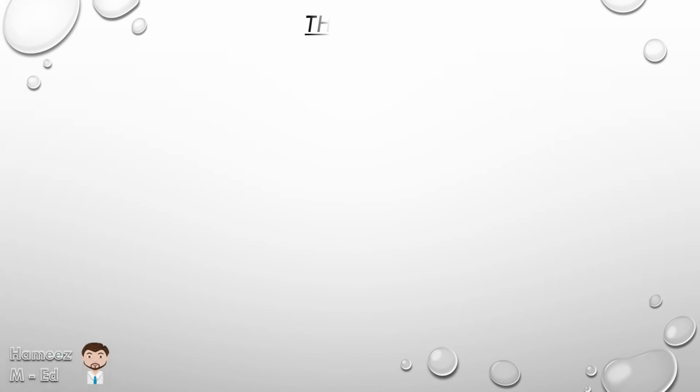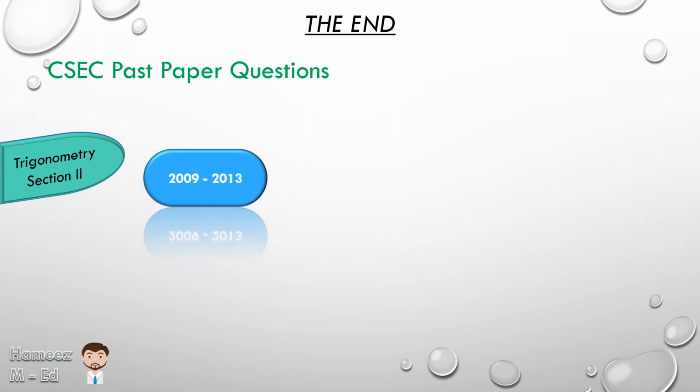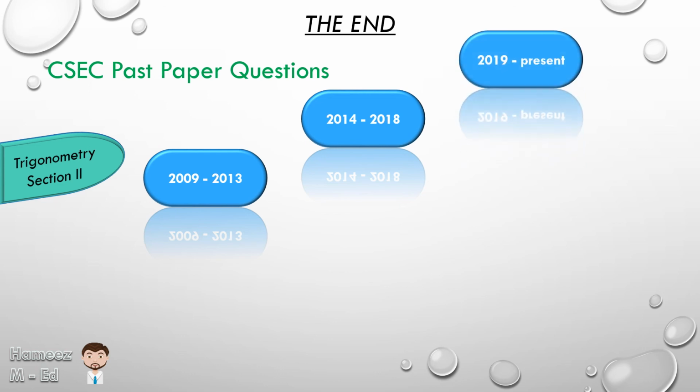This brings us to the end of CSEC past paper questions in the topic of trigonometry, specifically in section 2 of paper 2. In our first video, we looked at May 2009 until 2013, in our second video, 2014 until 2018, and in this video, 2019 until the present.